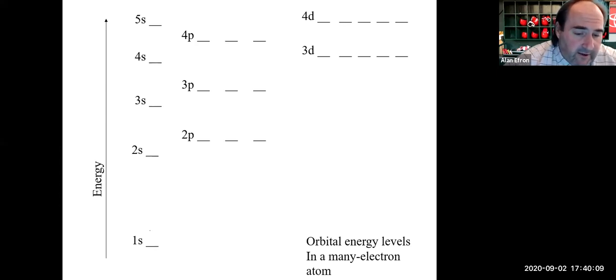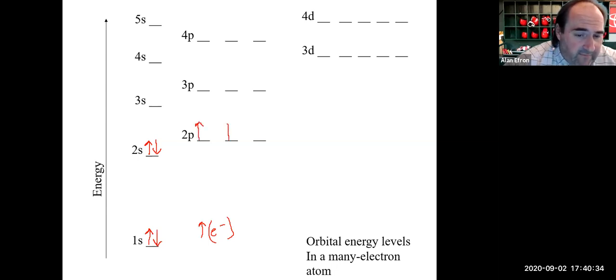Electrons would start here at the bottom, and they go in opposite of each other. So if each of these arrows represents an electron, one goes upwards, one goes downward. The next one would go here. This is the next lowest in energy. The next one would go here to the p. Now, there's actually 3 different p orbitals in this subshell, and they go in 1 at a time.